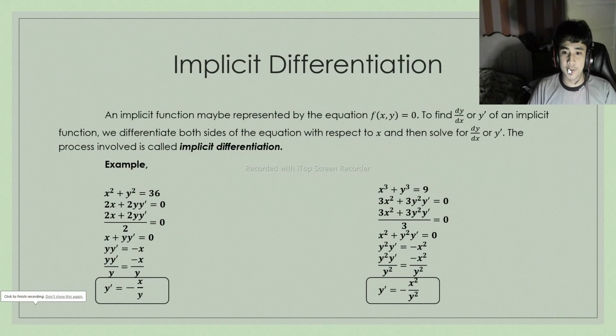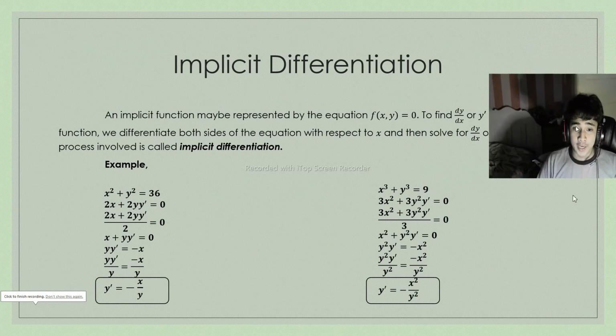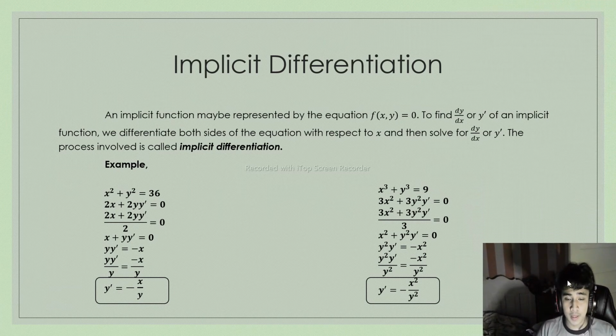So for our last topic, which is implicit differentiation, an implicit function may be represented by the equation f of x and y is equal to 0. To find the derivative or y prime of an implicit function, we differentiate both sides of the equation with respect to x and then solve for derivative or y prime. The process involved is called implicit differentiation. So let's have an example. Find the implicit y prime using implicit differentiation of x squared plus y squared is equal to 36 rather.